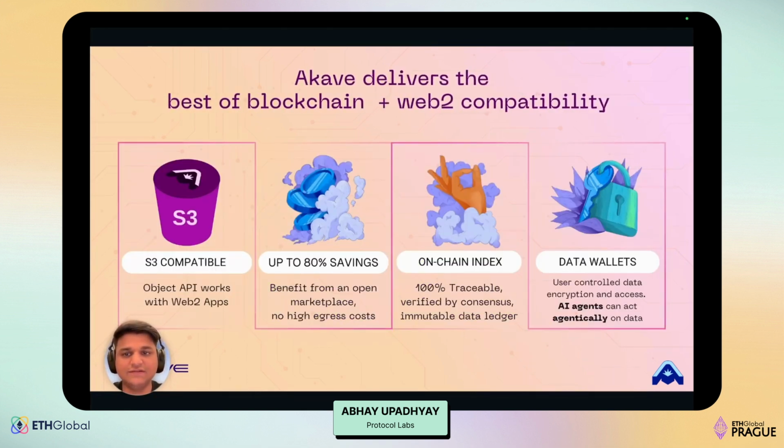Now, Akave delivers the best of blockchain plus Web2 compatibility. Now, what does Akave offer? Akave offers an S3 compatible API that works with all your Web2 applications that already use S3 packages. Up to 80% cost savings because of no or low egress costs. On-chain indexing, that is, your data is 100% traceable on the Akave chain itself. Data wallets: as AI agents come into play, the data itself is linked to a wallet. So your AI agent can have access to a wallet that can control the data. So AI agents can act agentically on data.